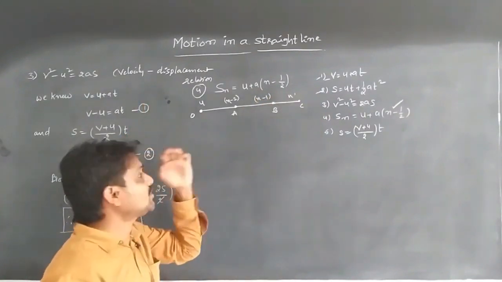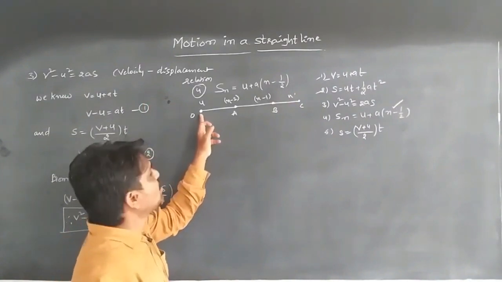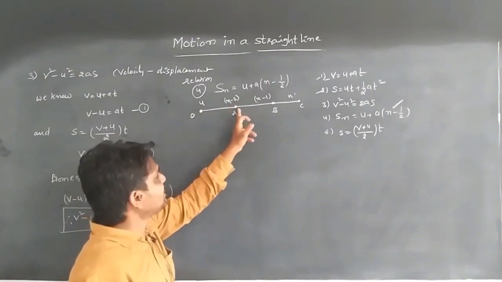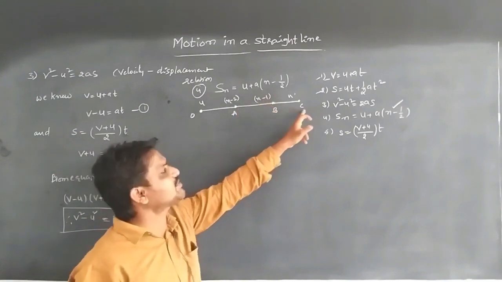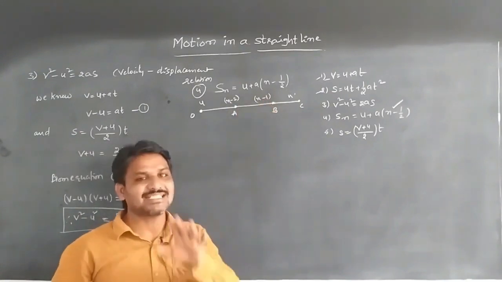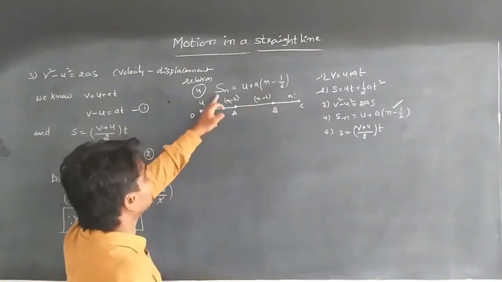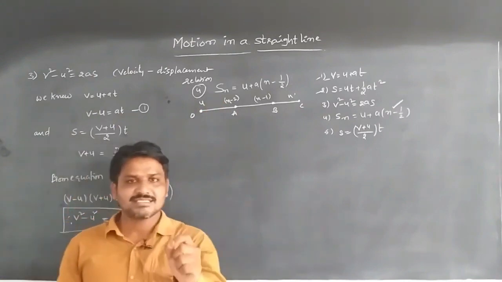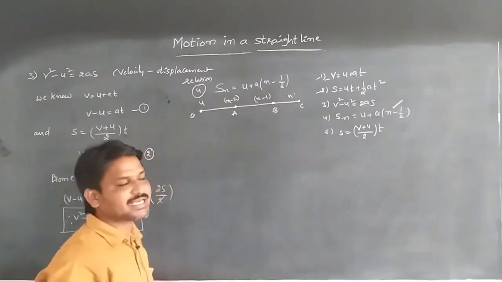Means the time taken to travel from O to A is n minus 2 seconds, from A to B is n minus 1 seconds, and from B to C is n seconds. So from this we want to know the relation Sn, meaning the distance at the nth second. The distance at the nth second is BC.